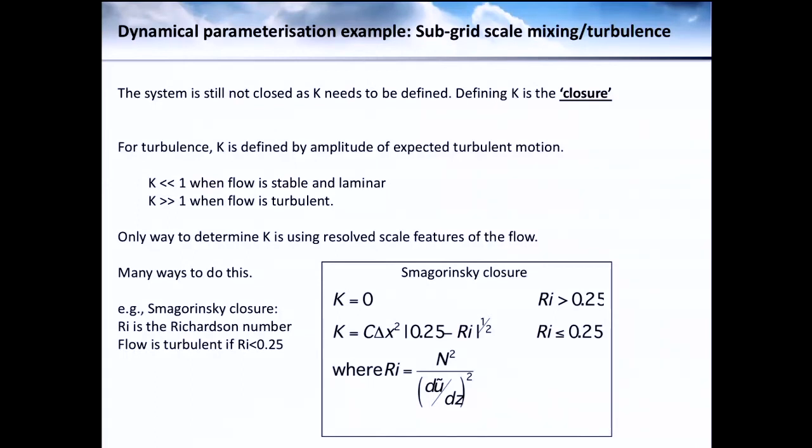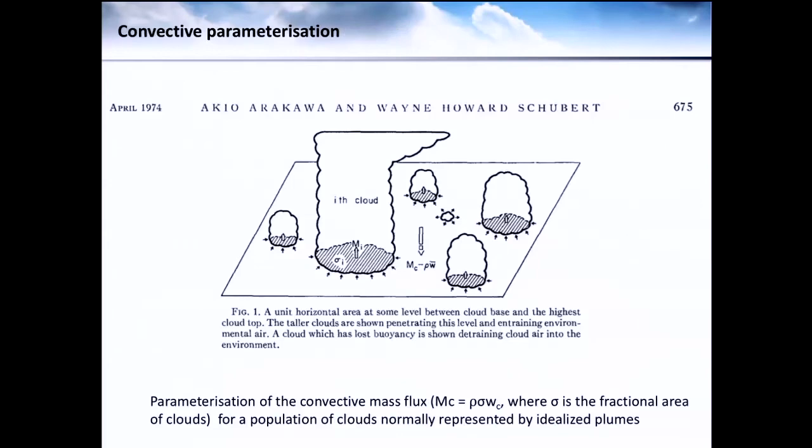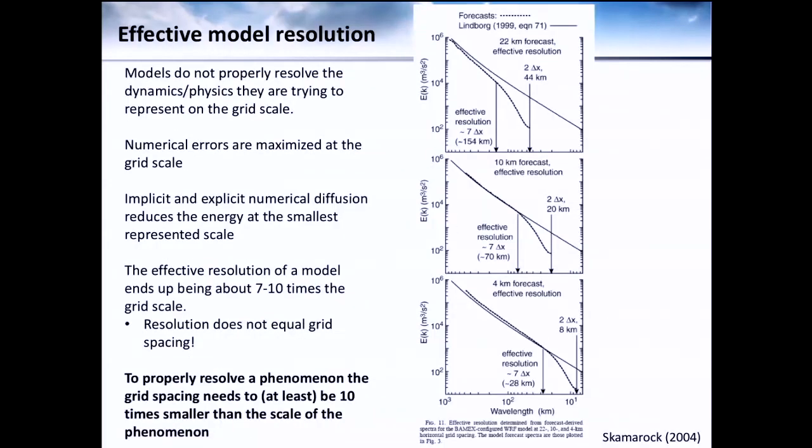So I think we should either be trying to parameterize everything up to 7 delta x, or that's actually what we should be trying to do: parameterize everything that's purely unresolved, and parameterize the difference between here and here. But we're not doing that.